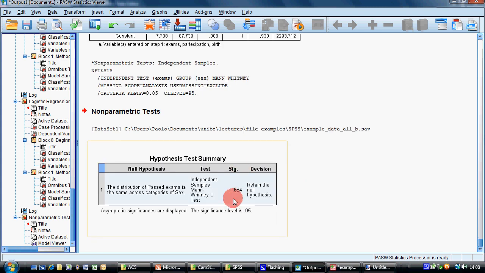Significance 0.64, retain the null hypothesis. It means that the two distributions, the distribution of passed exams for male and the distribution of passed exams for female, overlap a lot, and so you cannot say that they are clearly shifted. Let's see another one.